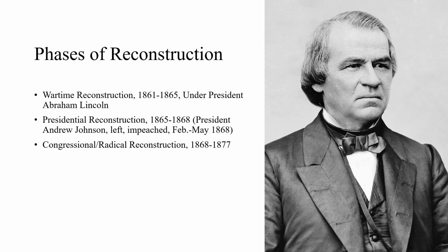Historians generally define Reconstruction into a series of phases, usually 3 phases: wartime Reconstruction, presidential Reconstruction, and then congressional or radical Reconstruction. And the dates that they give sometimes are a little bit different from one historian to the next. I define wartime Reconstruction as running from 1861 to 1865. I would say more often than not, historians say that wartime Reconstruction began in 1863 with the Emancipation Proclamation going into effect in 1863.